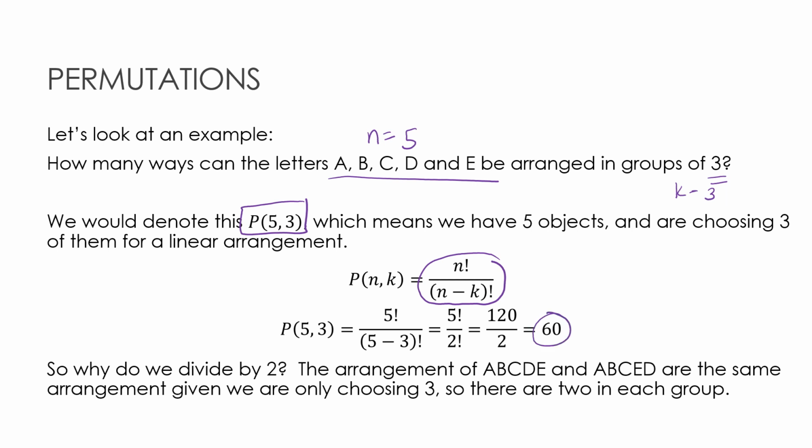So again, why did we divide by 2? Because that formula is taking into account that both of these are the same arrangement, because I'm only worried about the first 3, A, B, C, and I don't care if it's D, E or E, D, which order they're in, because I'm not paying attention to them anyway.